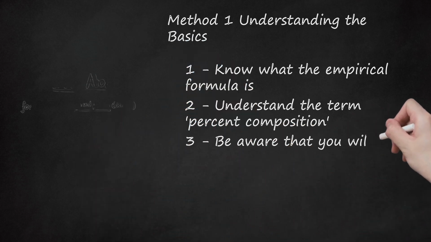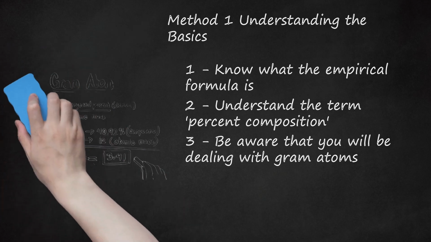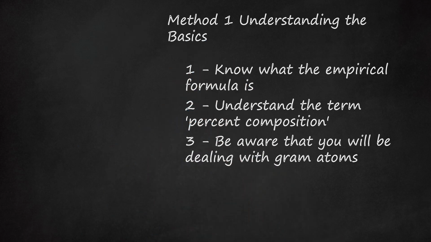3. Be aware that you will be dealing with gram atoms. A gram atom is the specific amount of an element whose weight in grams equals its atomic mass. To find a gram atom, the equation is the percent of the element in the compound divided by the element's atomic mass. For example, let's say that we have a compound that is made up of 40.92% carbon. The atomic mass of carbon is 12, so our equation would be 40.92 divided by 12 is equal to 3.41.